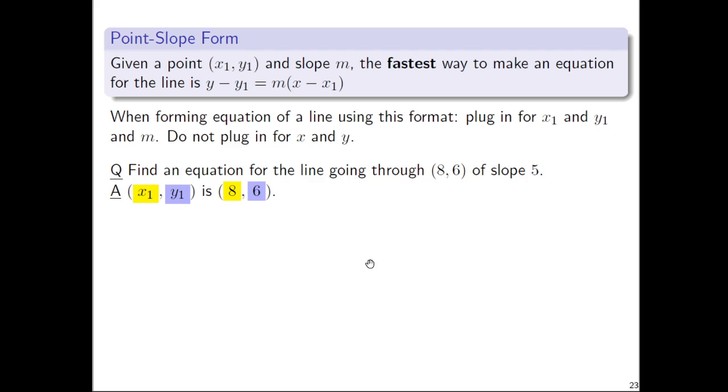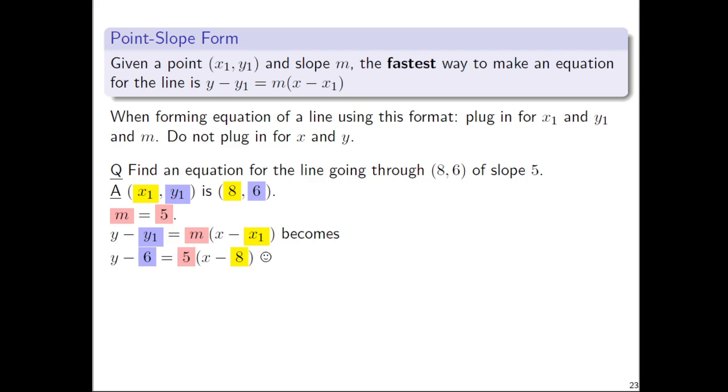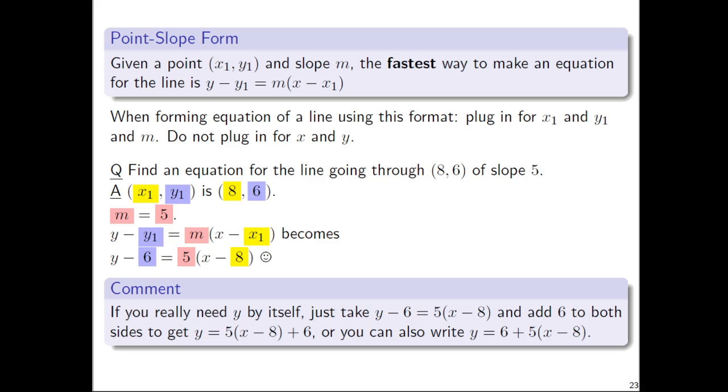Okay, so (x1, y1) is (8, 6). m is equal to 5. We just plug in those details into the point-slope form. So I just copy the point-slope form from the box at the top, and we just plug in our details here, and we have y minus 6 is equal to 5 times the quantity x minus 8, and we are done. There's no need to reformat this in a different format.